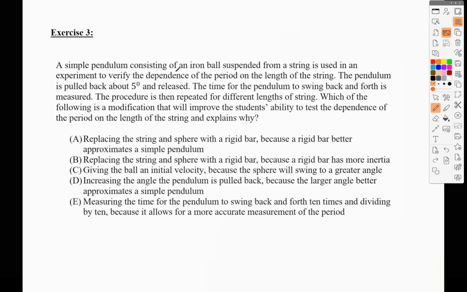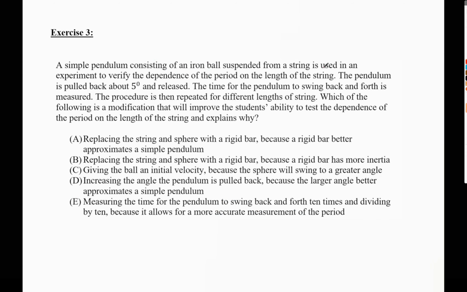A simple pendulum consisting of an iron ball suspended from a string is used in an experiment to verify the dependence of the period on the length of the string. The pendulum is pulled back about 5 degrees and released, small oscillations. We are in the regime of simple harmonic motion. The time for the pendulum to swing back and forth is measured. The procedure is then repeated for different lengths of the string. Which of the following is a modification that will improve the student's ability to test the dependence of the period on the length of the string, and explains why?